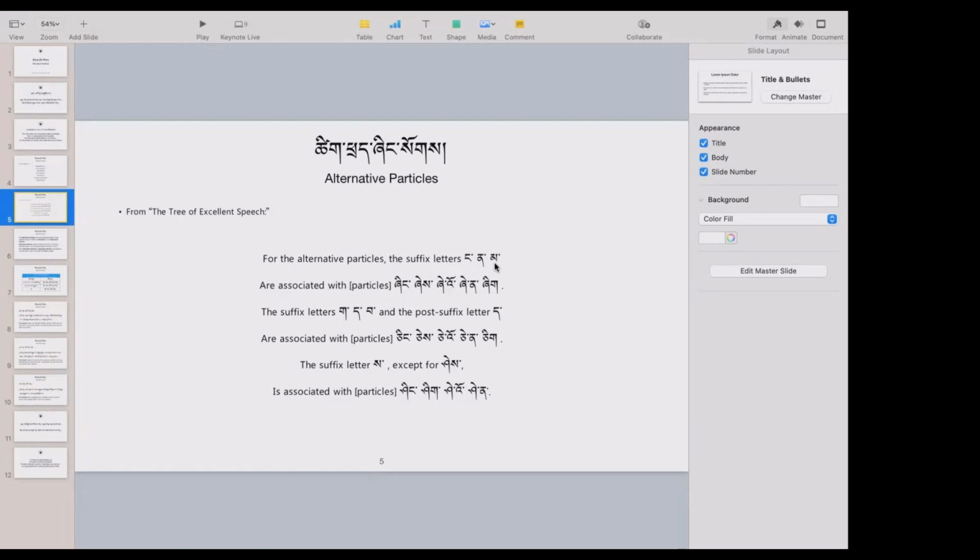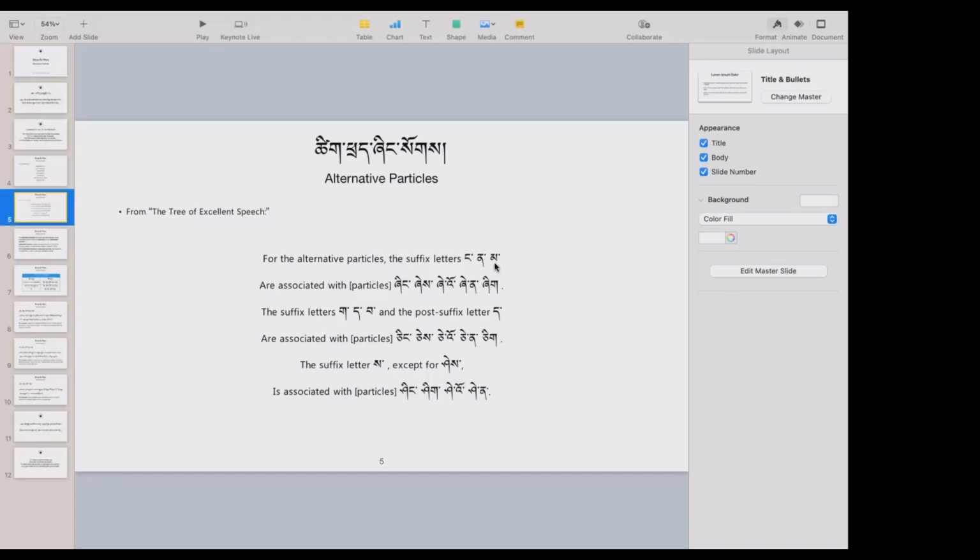So for the alternative particles, there are 10 suffix letters, which are ka, nga, ta, na, pa, ma, a, ra, la, sa. So these are the 10 suffix letters, out of which the suffix letters are nga, na, ma. So if there is a word or a name which has a suffix letter of nga, na, ma, then these are associated with particles xing, she, sheo, shena, shik. So any word or name which has the suffix letter nga, na, ma will be associated with the particles xing, she, sheo, shena, shik.